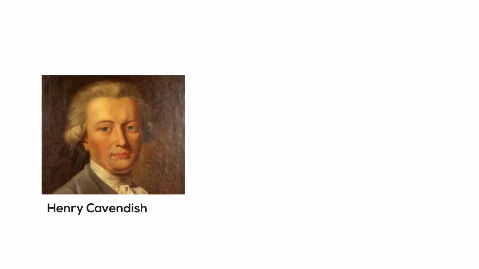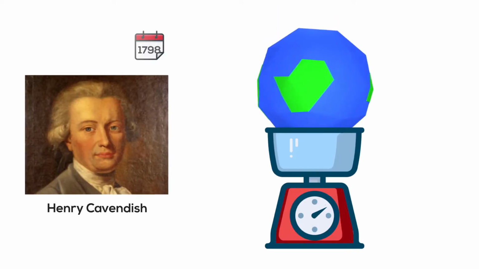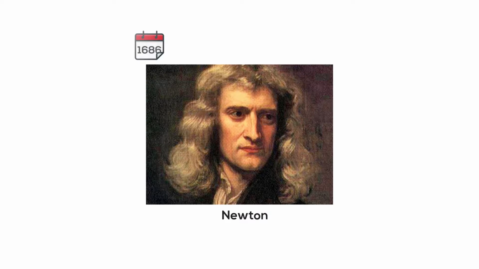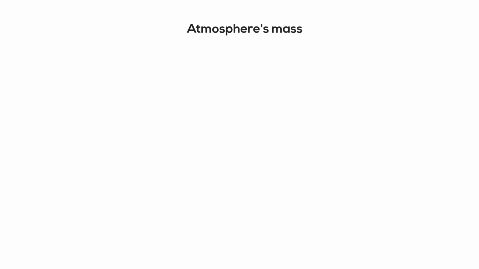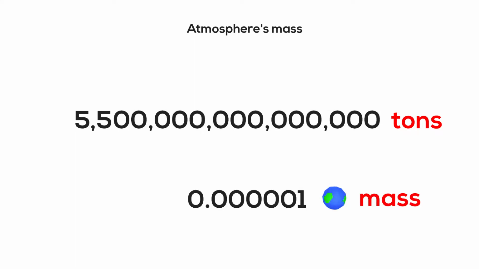British physicist Henry Cavendish managed in 1798 to calculate the mass of the Earth and thus the value of the constant of proportionality, g, that was introduced by Newton in 1686. Atmosphere's mass is about 5.5 quadrillion tons. It's about 1/1000000th of Earth's mass.